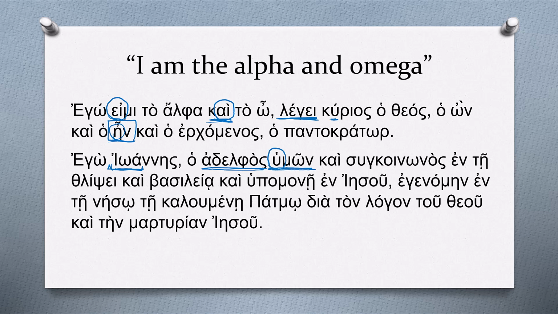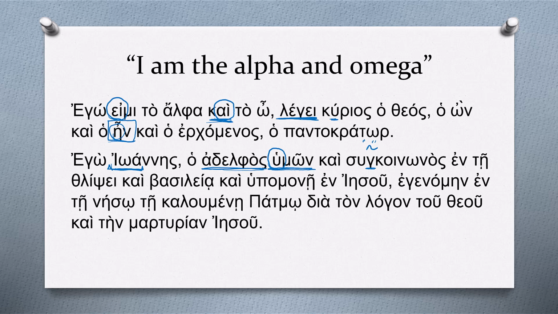Did you notice how he pronounced this gamma right here in the word sunkinonos? He actually gave this gamma more of an N sound. And that's because gamma is a guttural letter. And when there's a guttural letter right in front of another guttural letter, it takes an N sound to clarify for the listeners that there's actually 2 guttural letters in succession.